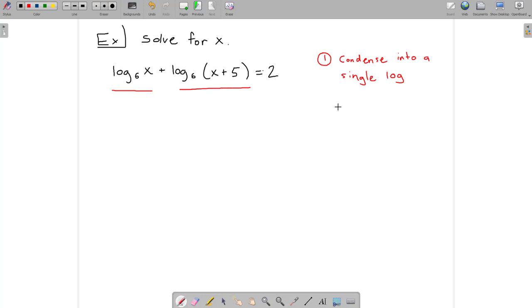So remember that, let's use a different color, log of uv equals log u plus log v. So here we have sort of a log u plus log v situation. So we can rewrite this as a product. Log base 6 of, here we have, this is our u, this is our v. So we have x times x plus 5. And the right-hand side will stay the same.